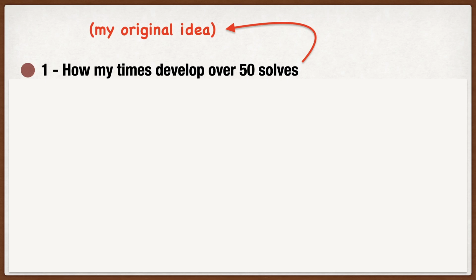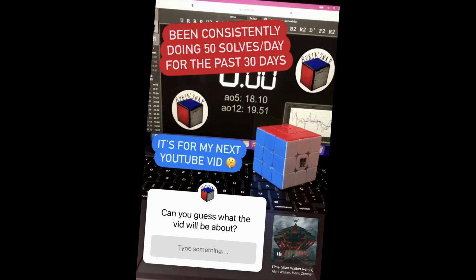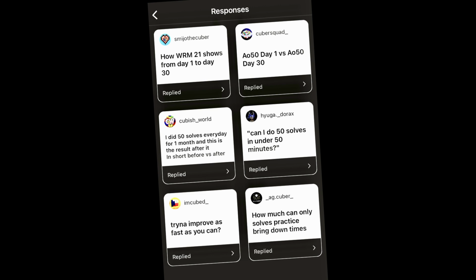My initial idea was only to analyze how my times behaved over the span of 50 solves. But then I posted these on my stories to see if you guys guessed what I was doing, and you guys guessed wrong, but that was great because you gave me a lot of ideas.